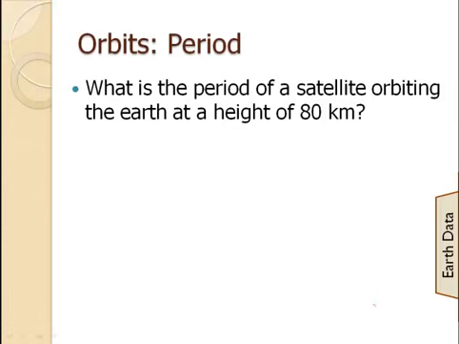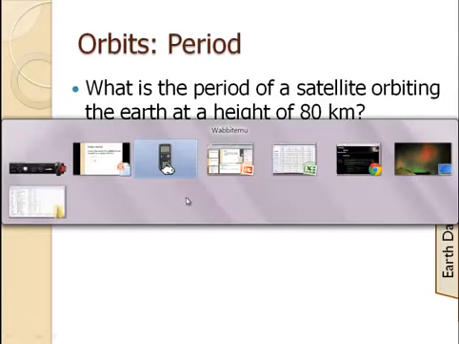So, what is the period of that satellite that we just calculated? Let's look back at what its velocity was. We got 7,852 meters per second. And we're interested in the period. So the period is equal to the total distance, so 2 pi times the orbital radius, divided by the velocity. And we can immediately calculate that if we go back to our calculator.